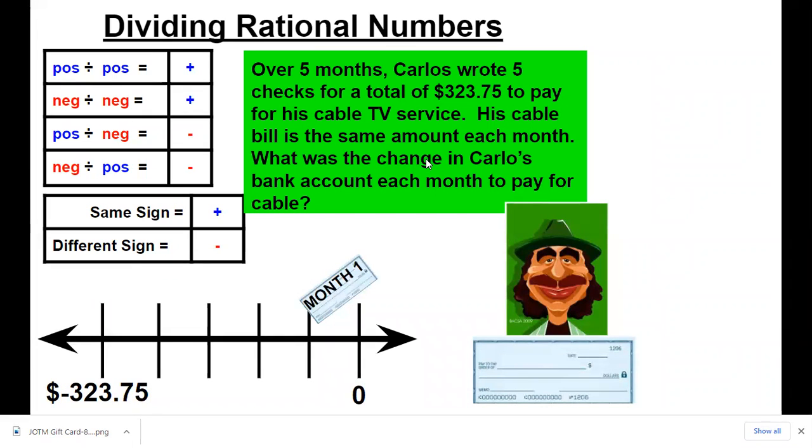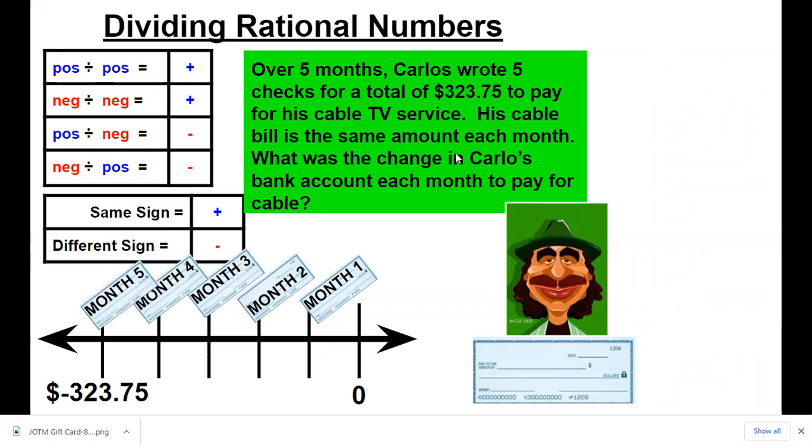There's the first month's check, there's the second month's check, and the third check, and the fourth check, and the fifth check. So we need to divide. What goes on the inside? Right, $323.75. Oops, I wrote 25; it should be 75 cents.